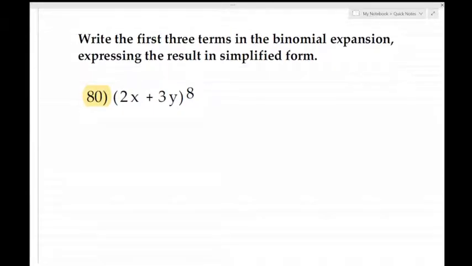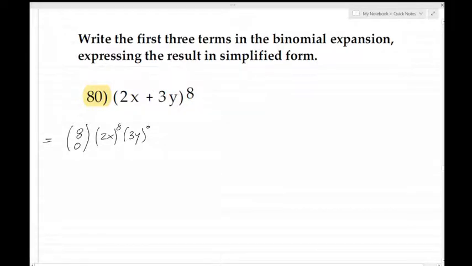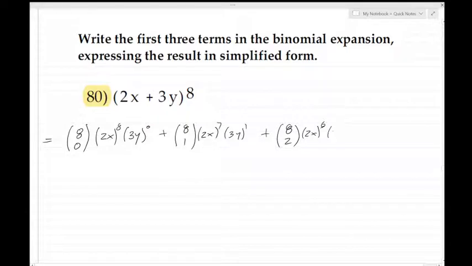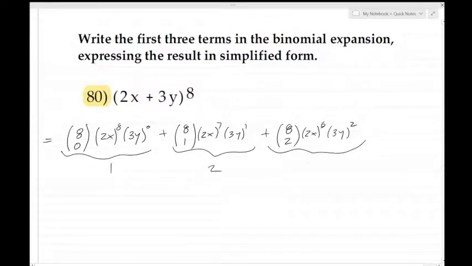Next, we are asked to find the first three terms in the binomial expansion, and we want to express it in a simplified form. So we're only required to find the first three terms. So start out with 8 choose 0, 2x to the power 8 times 3y to the power 0, plus 8 choose 1, 2x to the power 7 times 3y to the power 1, plus 8 choose 2, 2x to the power 6 times 3y to the power 2. And that is three terms, right? This right here is 1, 2, and 3. So those are the first three terms of the expansion of it.